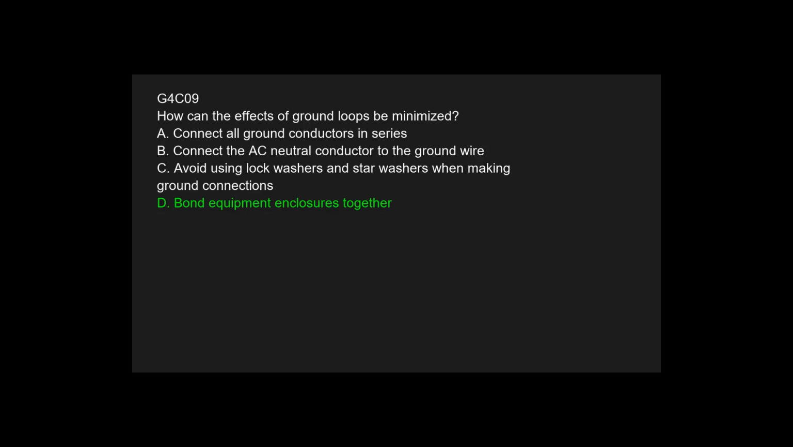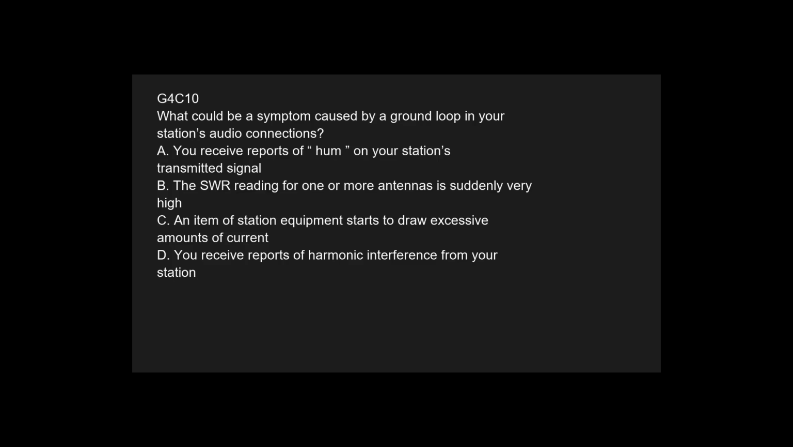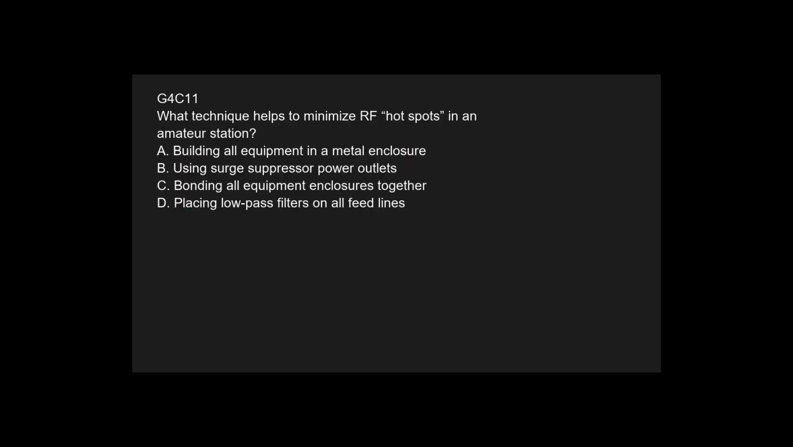The correct answer is D. Bond equipment enclosures together. Question: what could be a symptom caused by a ground loop in your station's audio connections? The correct answer is A. You receive reports of hum on your station's transmitted signal. Question: what technique helps to minimize RF hot spots in an amateur station? The correct answer is C. Bonding all equipment enclosures together.